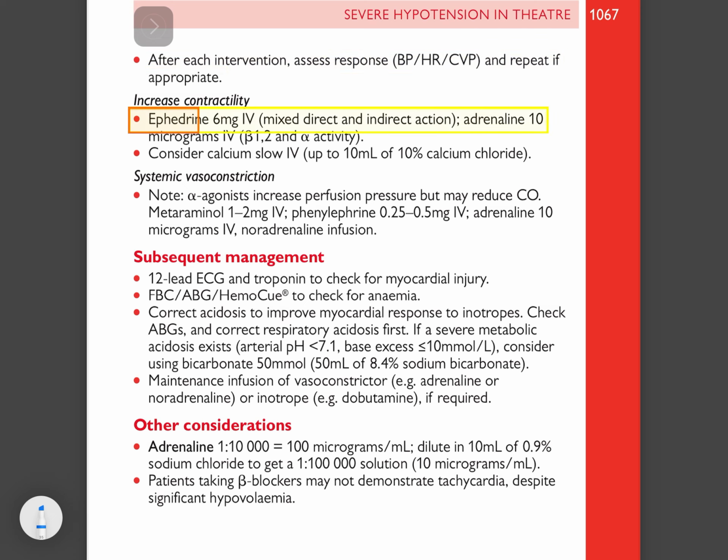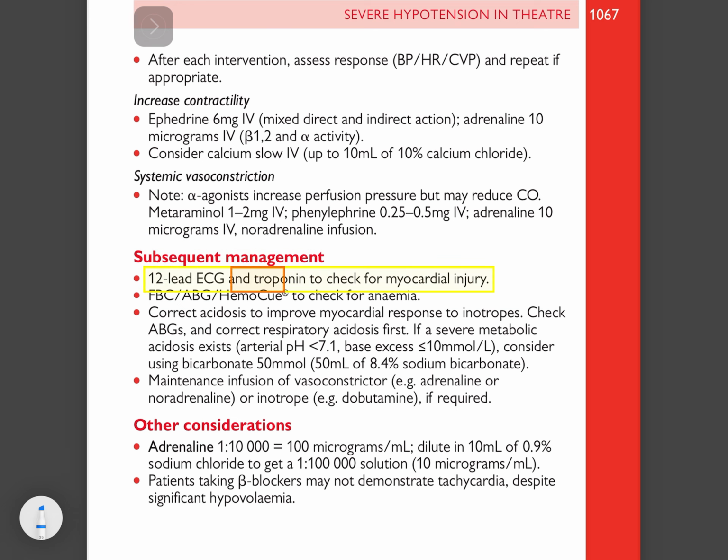Increase contractility: ephedrine 6 mg IV, mixed direct and indirect action; adrenaline 10 micrograms IV, beta 1, 2 and alpha activity; consider calcium, slow IV, up to 10 ml of 10% calcium chloride. Systemic vasoconstriction. Note, alpha agonists increase perfusion pressure but may reduce CO. Metaraminol 1 to 2 mg IV. Phenylephrine 0.25 to 0.5 mg IV. Adrenaline 10 micrograms IV. Noradrenaline infusion.